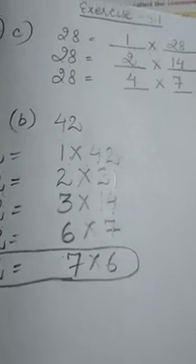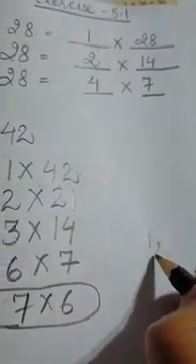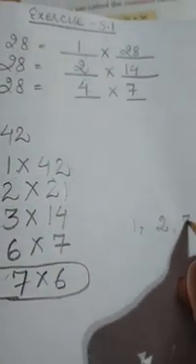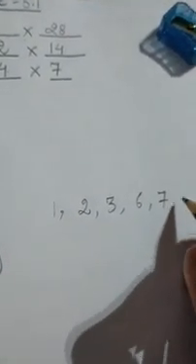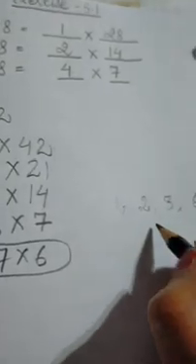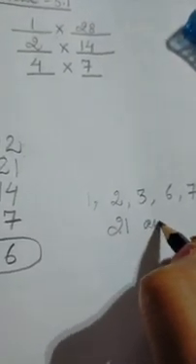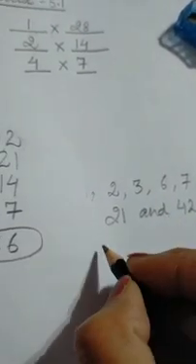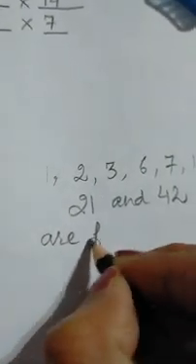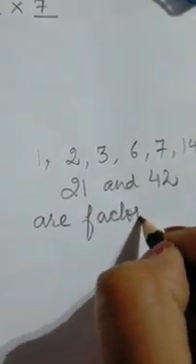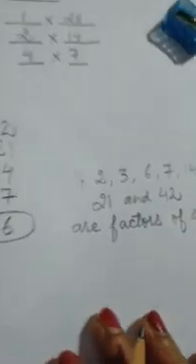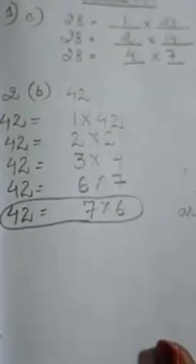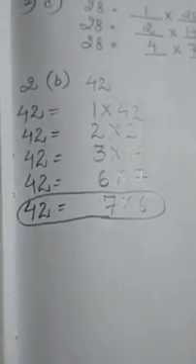So here what will we write? We will write 1, 2, 3, 6, 7, 14, 21 and 42 are factors of 42. Like this we will find out the factors of 42. Now there are the sums.